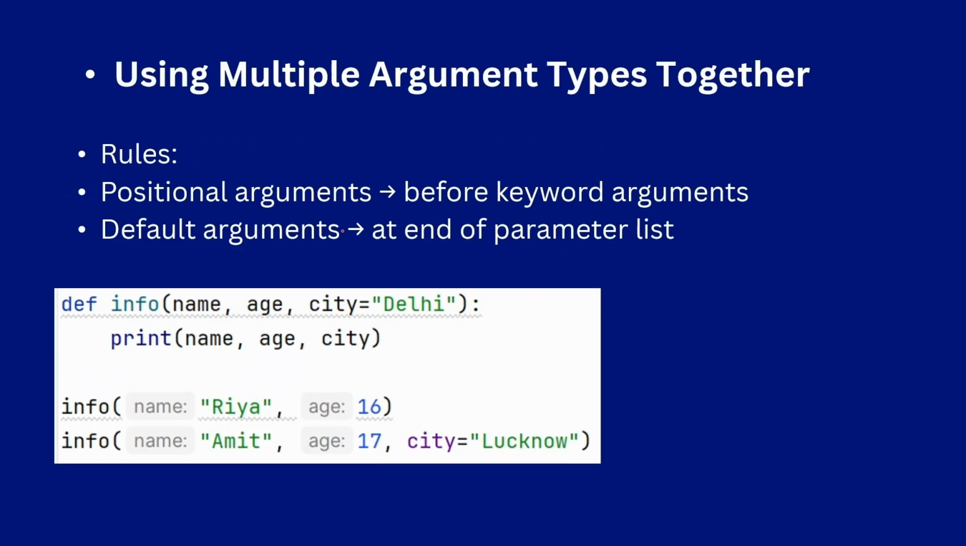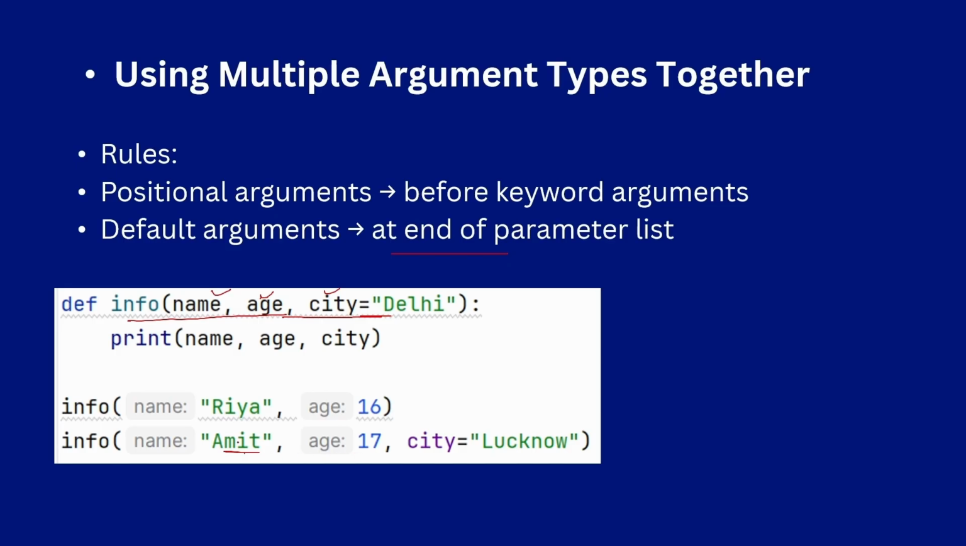Next, using multiple argument types together. So what are the rules? Positional arguments come before keyword arguments, and default arguments go at the end of the parameter list. See, so this is a function. Here the parameters are name, age and city. City equals Delhi is the default argument, so we write it at the end of the parameter list. And name and age are the positional arguments, so these are written before the keyword argument.